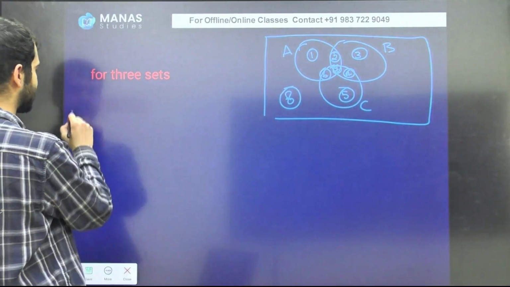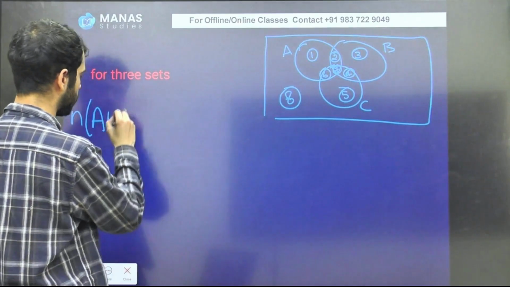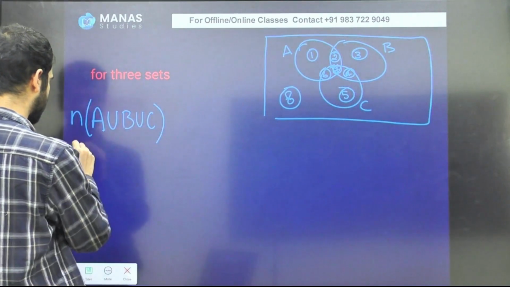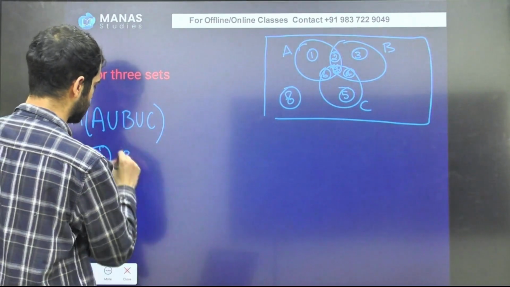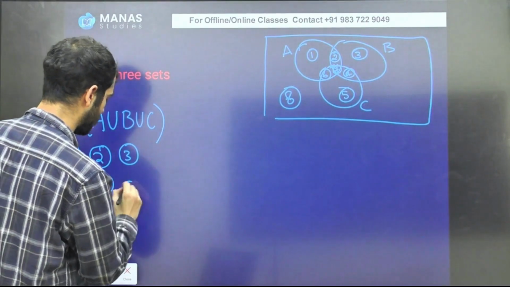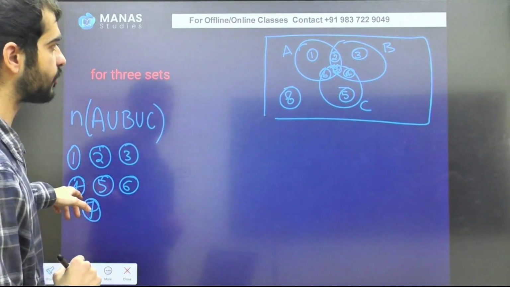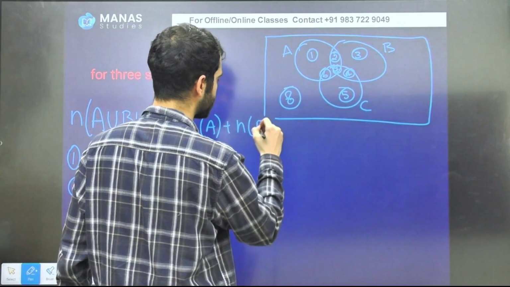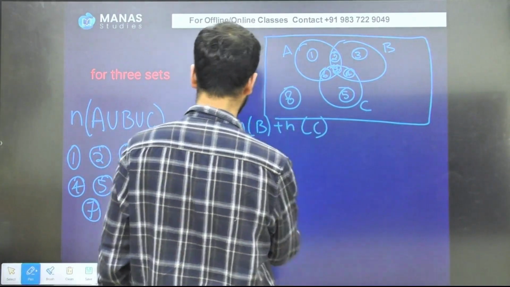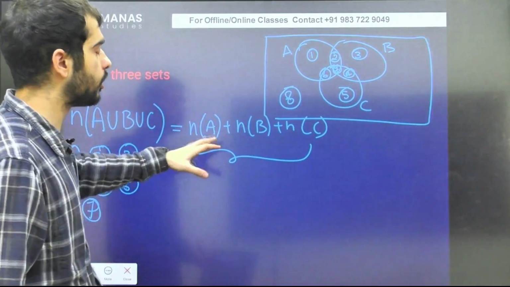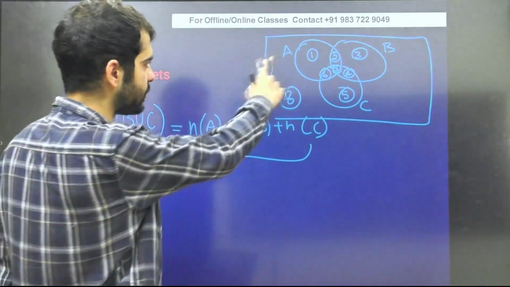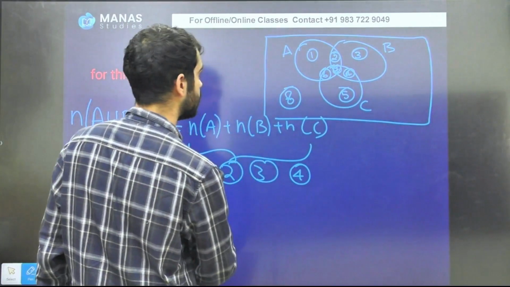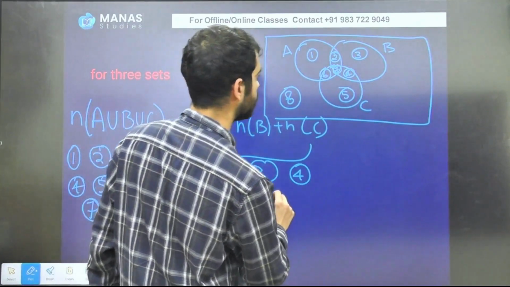So if we have to calculate the number of elements that are going to be present in all of them, that will be denoted by A union B union C. If I have to include all of them, the final result should include 1, 2, 3, 4, 5, 6, and 7. If all these have to be included, the formula should be number of elements in A plus number of elements in B plus number of elements in C. If I'm going to add all the elements, to calculate the number of elements in A, B, and C, I will get 1, 2, 3, 4, 5, 6, 7.